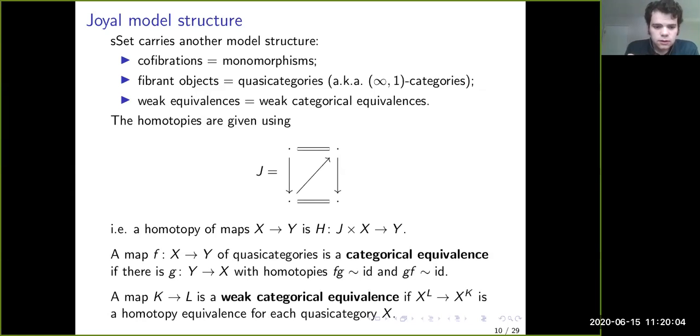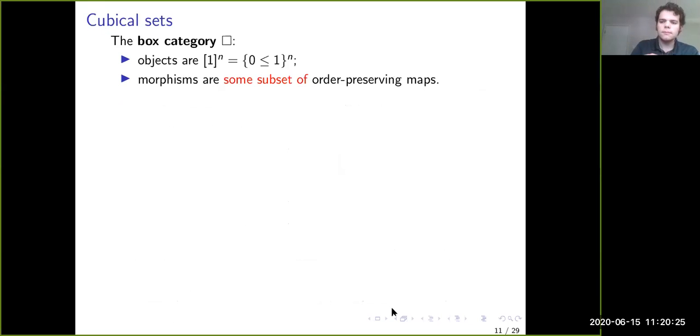And we can extend this again to a definition of a weak categorical equivalence between arbitrary simplicial sets. So this is a map which induces a categorical equivalence on mapping spaces into quasi-categories. Right, so this stuff about simplicial sets is all very well established.